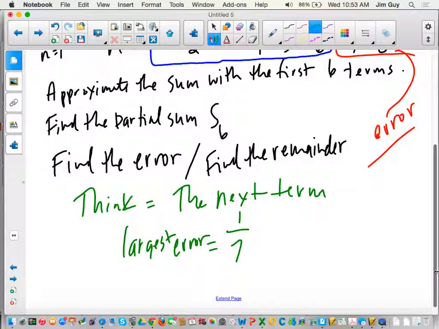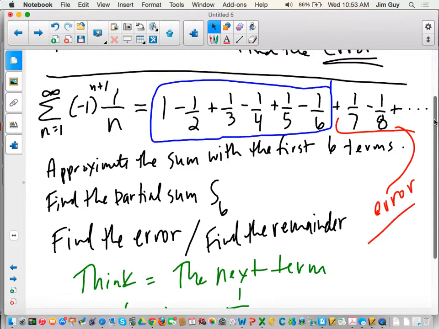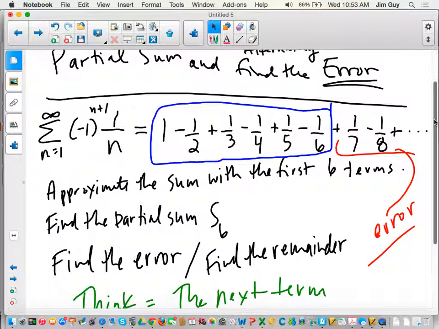So, now let me ask you a question. When you think about error, like how far off you are, you talked about this in science class. It's like plus or minus, you know what I'm saying? So when you think of error, always think of an absolute value. So if we would have added up the first 7 terms, what would the maximum possible error be? If we added up the first 7 terms, what would be the largest possible error?